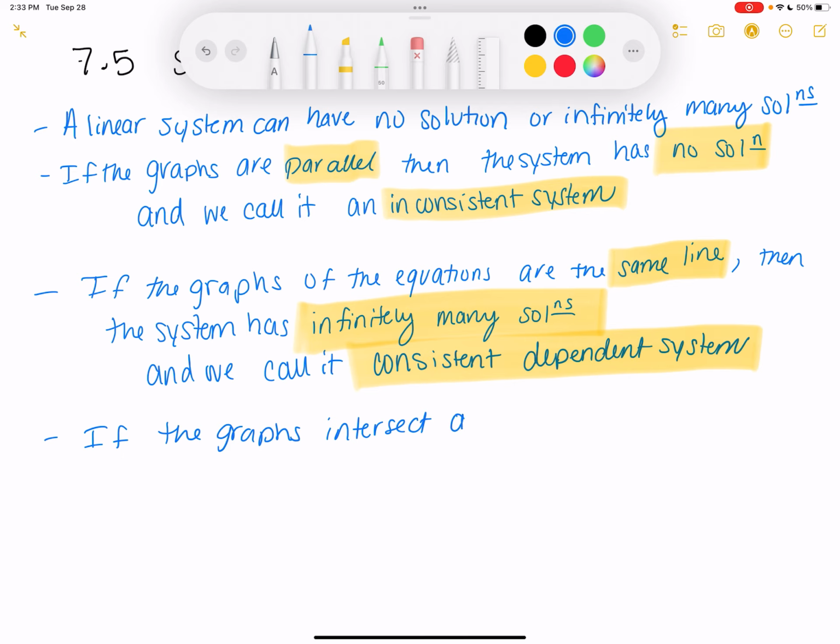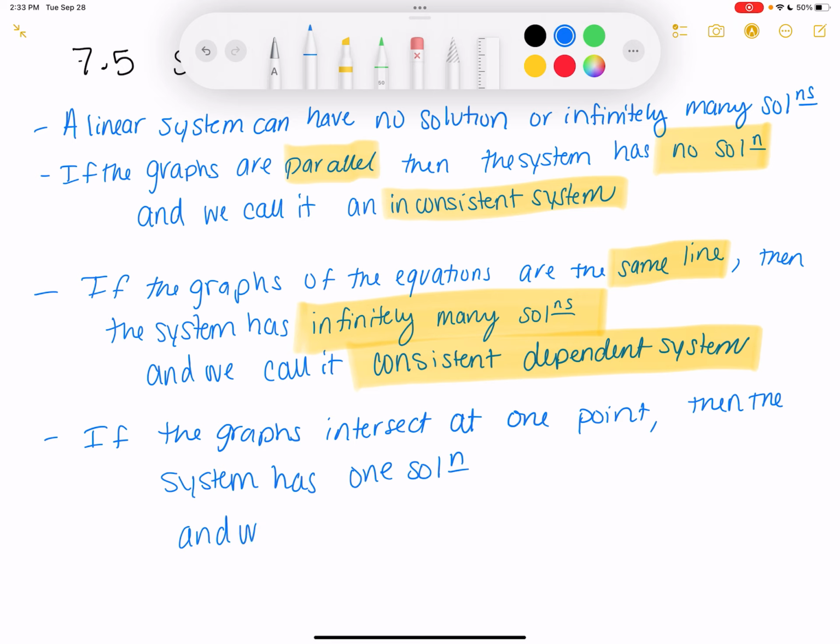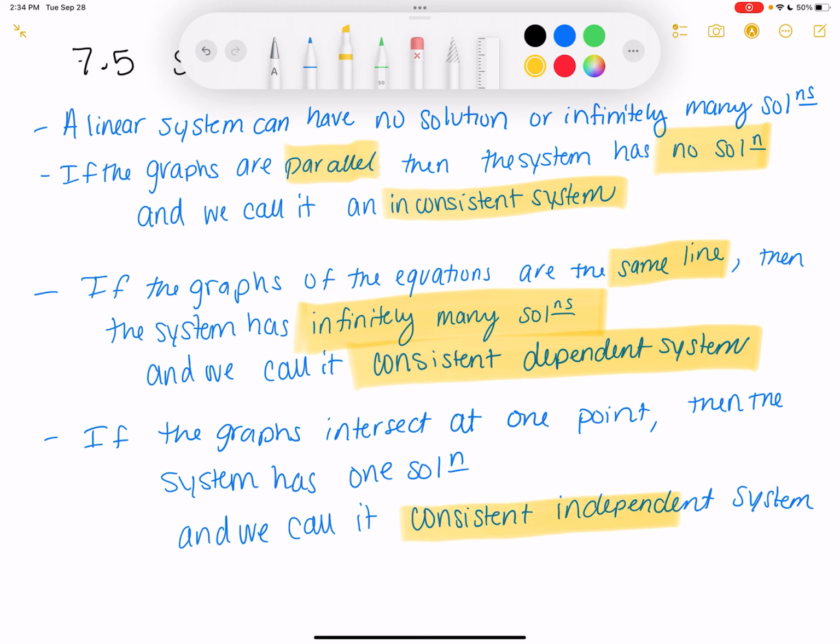If the graphs intersect at one point, then the system has one solution, and we call it a consistent, independent system. The hint to remember this one: independent, it's like it wants to be alone, so it's at one point.